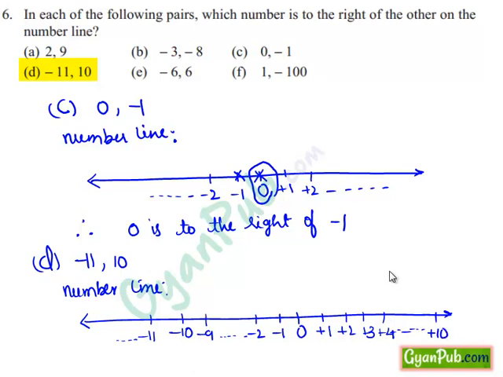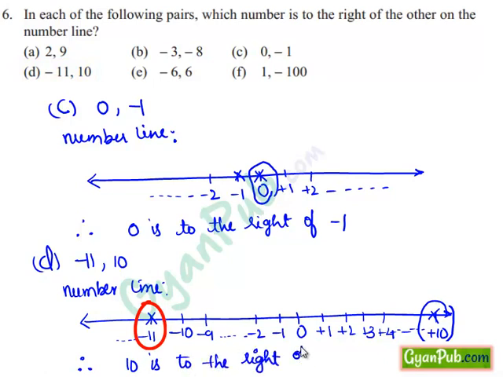First, we will mark given integers minus 11 and plus 10 on this number line. Minus 11 and plus 10. By observing this number line, plus 10 is to the right side of minus 11. So, for the given integers minus 11 and 10, 10 is to the right side of minus 11.